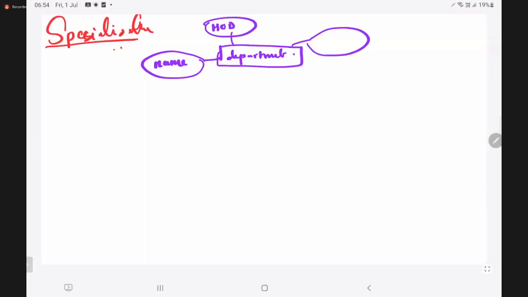So these department entities have common attributes. They have a name, they have an HOD name, and they have their own phone number and email also, right?